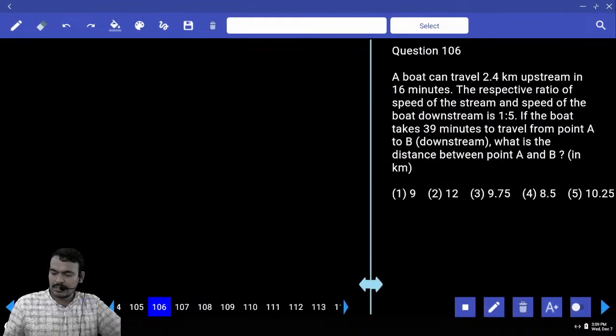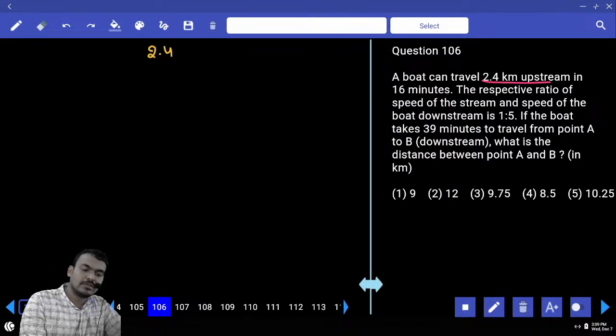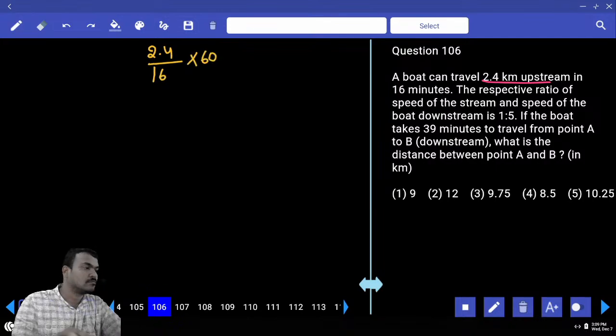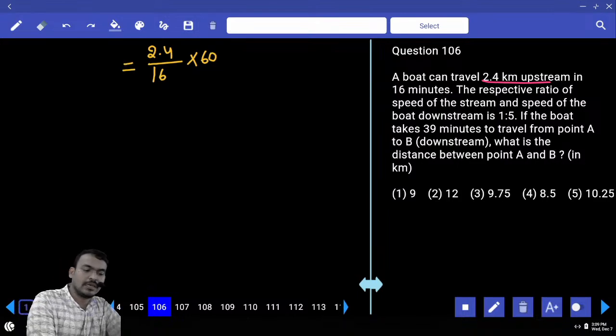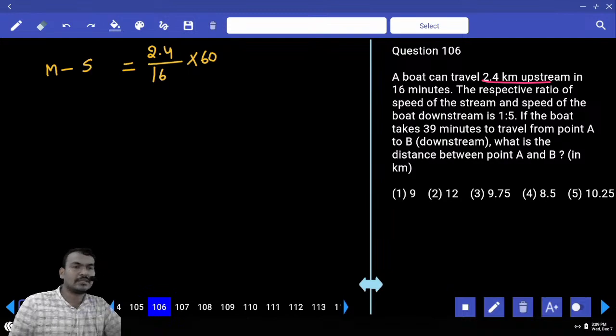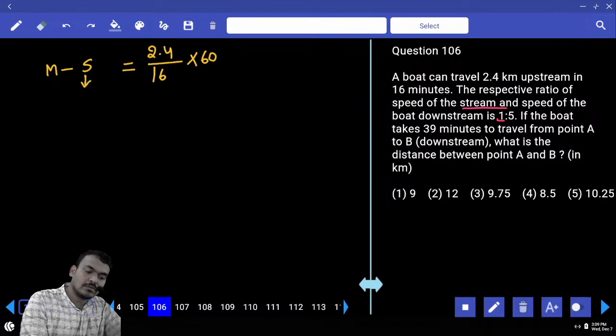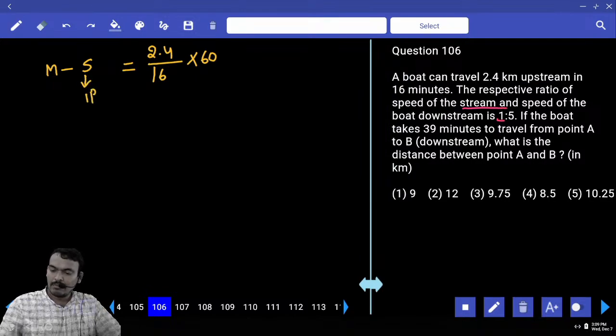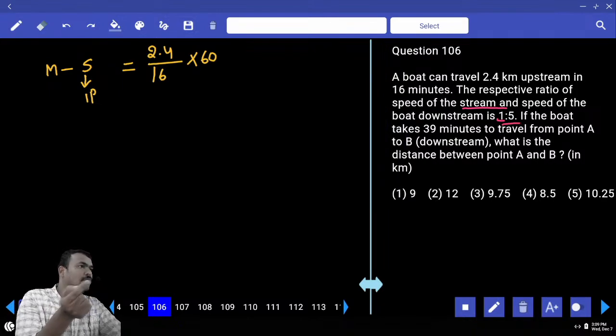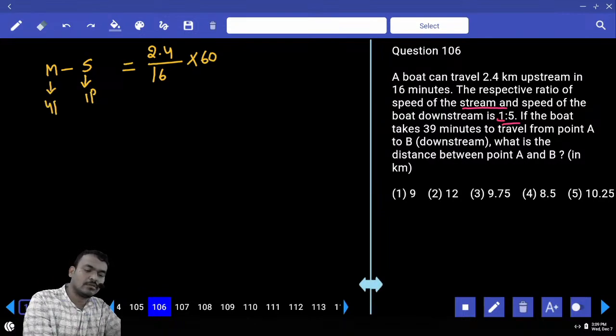Or what is the procedure? What is the upstream distance? 2.4 kilometers. It is covered in how many minutes? 16 minutes. Then we write 2.4 by 16 into 60. That is equal to the upstream speed or the downstream speed? Upstream speed. M minus S or M plus S? M minus S. And one more: the speed of the stream is how many parts? 1 part. But the downstream speed is 5 parts. Downstream speed means M plus S, which is 5 parts. With S as 1 part, M must be 4 parts.